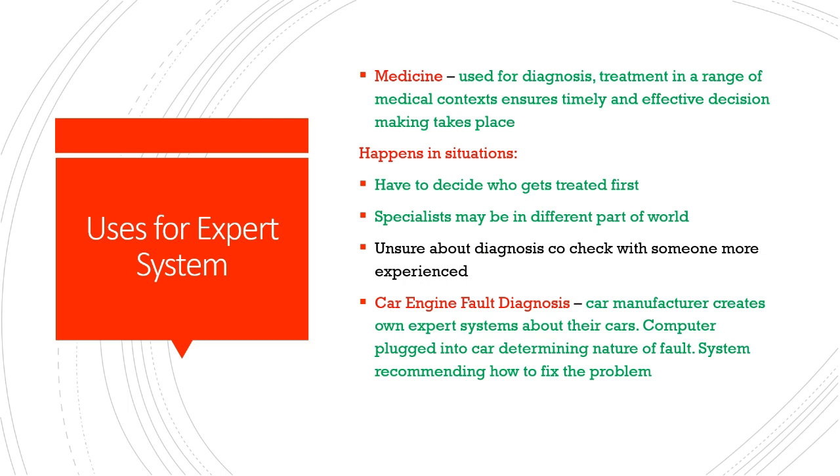So let's go through different uses for expert systems. You start off with medicine, which is used for diagnosis and treatment in a range of medical contexts, which ensures timely and effective decision making takes place, and this happens whenever you have to decide who gets treated first. If a specialist might be in a different part of the world, you might need to use the expert system instead. If you're unsure about a diagnosis and you need to check with someone more experienced.